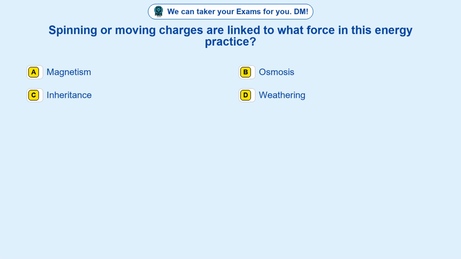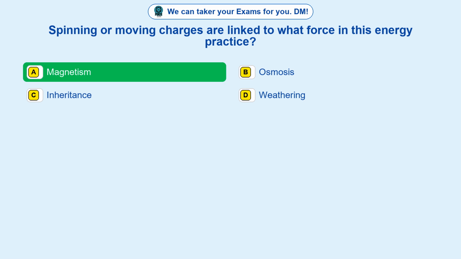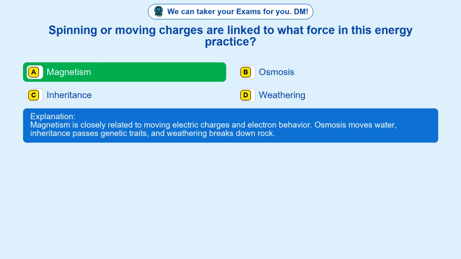Question 74. Spinning or moving charges are linked to what force in this energy practice? Option A, magnetism. Option B, osmosis. Option C, inheritance. Option D, weathering. The correct answer is option A. Magnetism. Magnetism is closely related to moving electric charges and electron behavior. Osmosis moves water, inheritance passes genetic traits, and weathering breaks down rock.